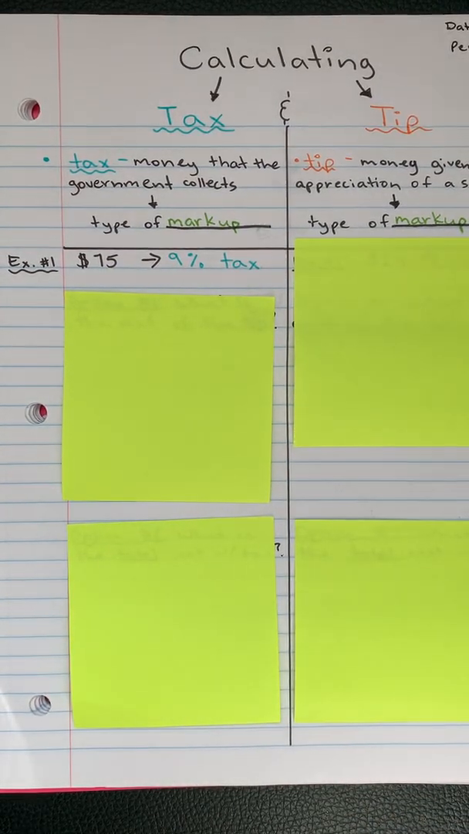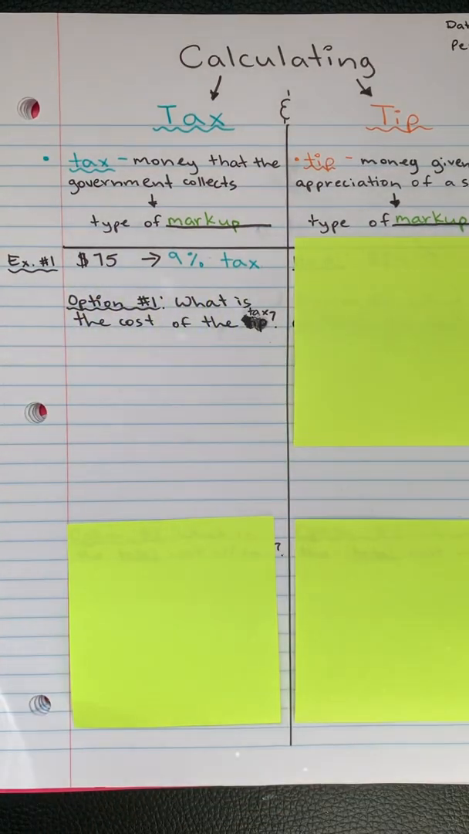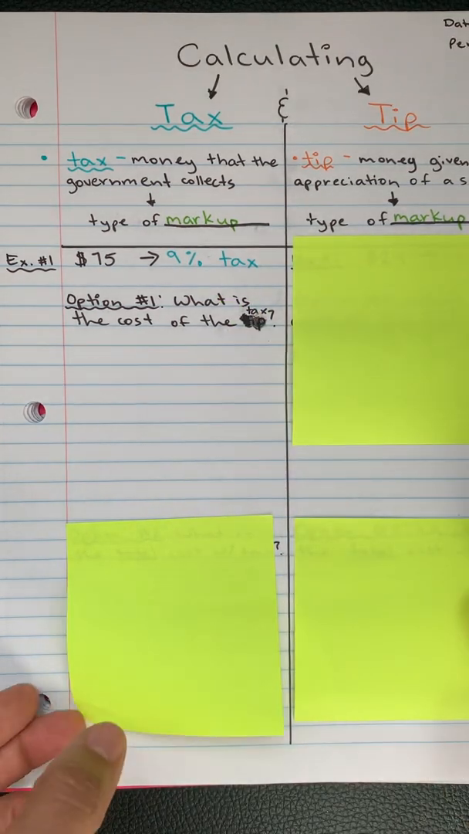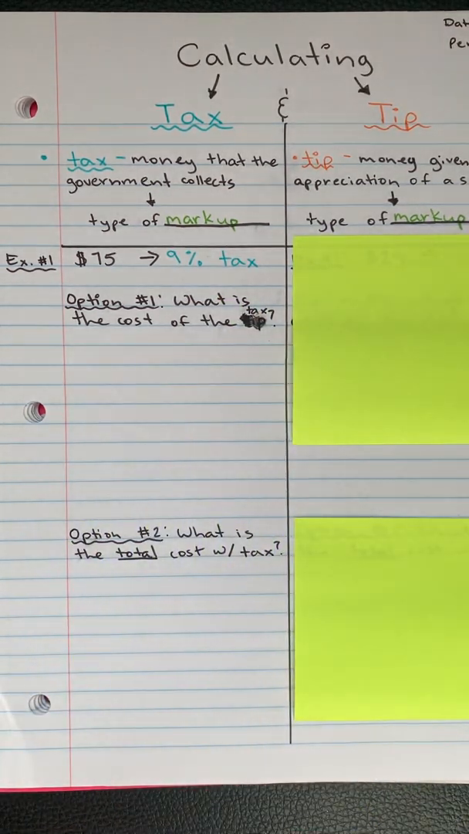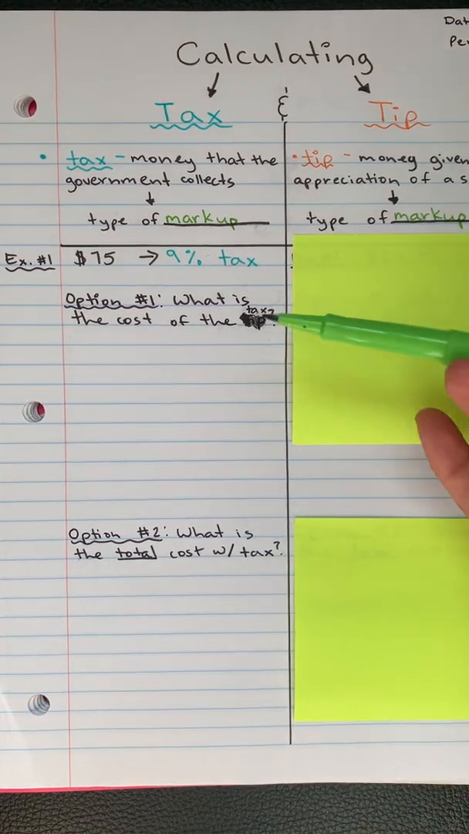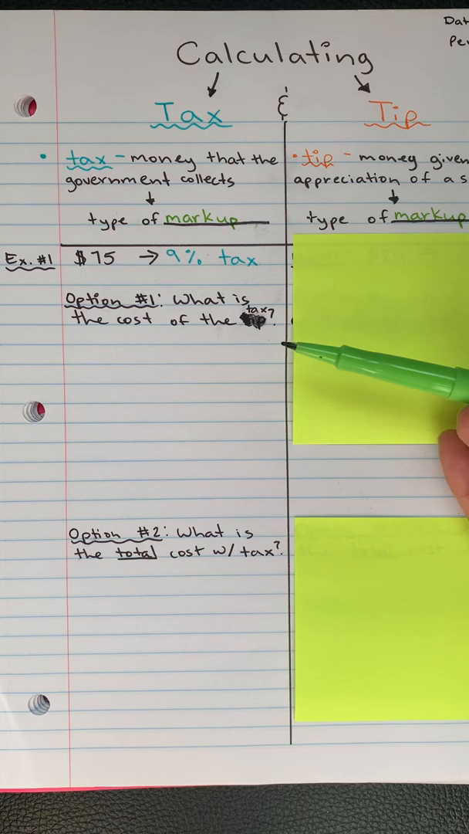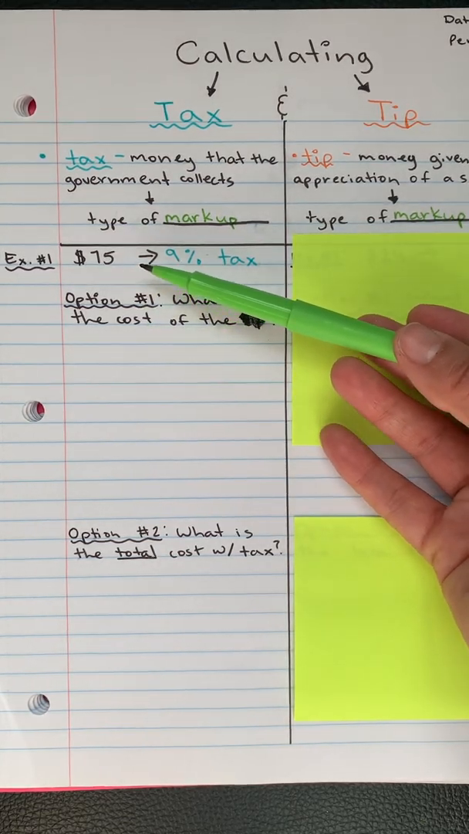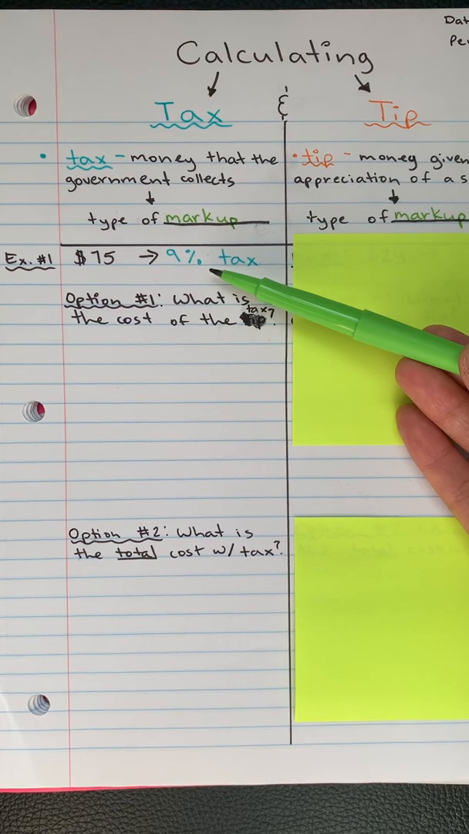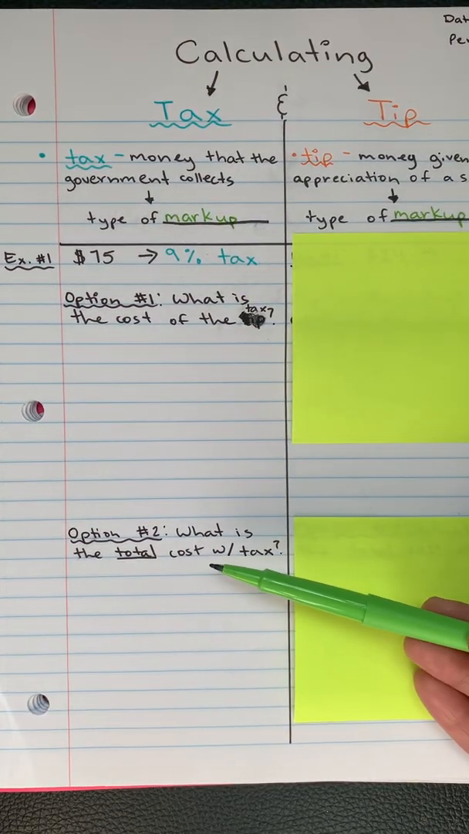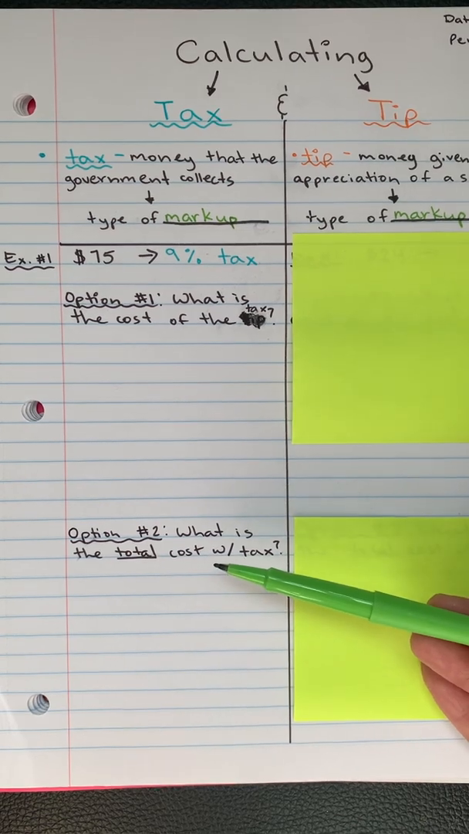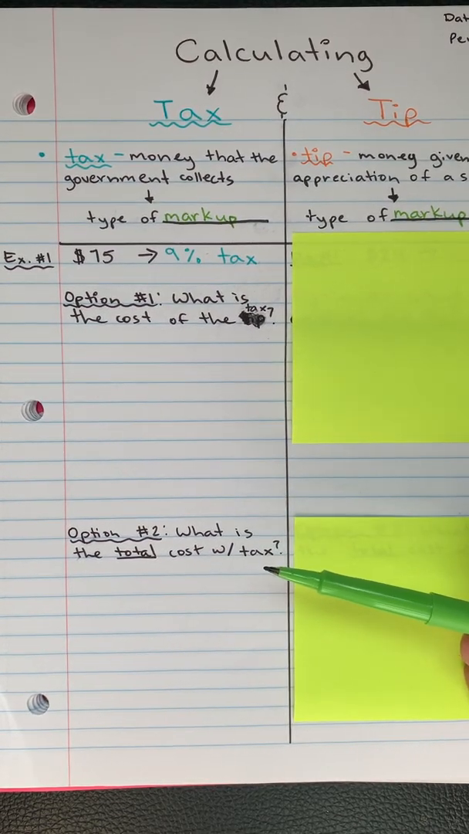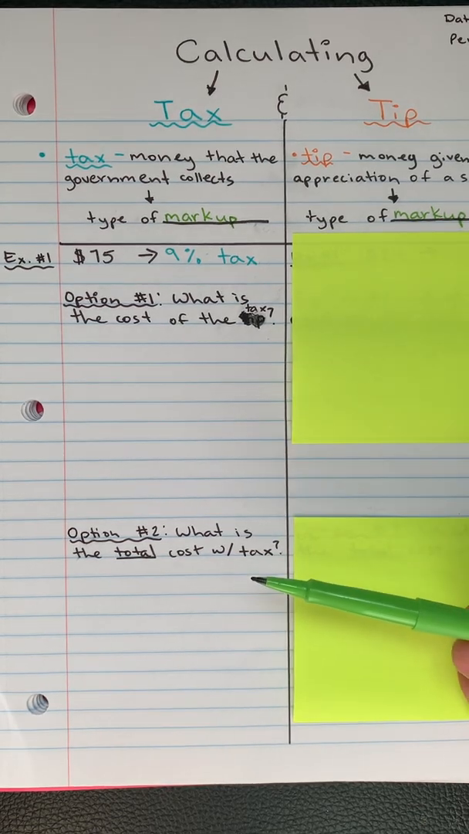Now there's two questions that you might be asked. So you need to go into each situation knowing what you're being asked. One question could be, what is the cost of the tax and only the tax? Another option could be, what is the total cost with the tax? So those are two different situations. Perhaps you already had money and now you just need to figure out how much more money you're going to be paying for the tip. And in this situation, it would be, what is the total cost with the original plus the tip? So just as you go into each problem today, just know what type of problem you're trying to answer.